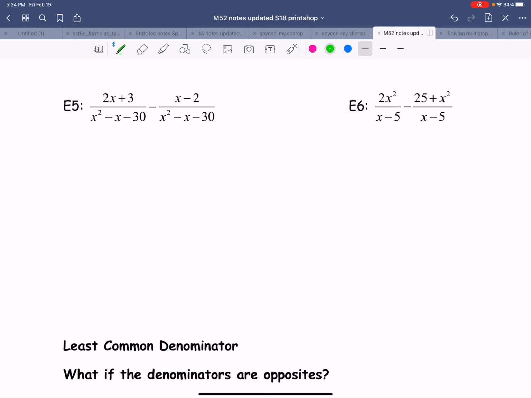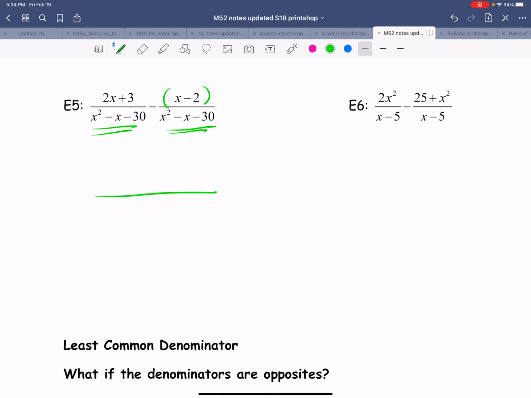All right, example number 5. 2x plus 3 over x squared minus x minus 30, minus x minus 2. So right away when I see this, I have this in my head that I'm going to have to distribute this negative sign into the entire binomial. And I already see the common denominator.